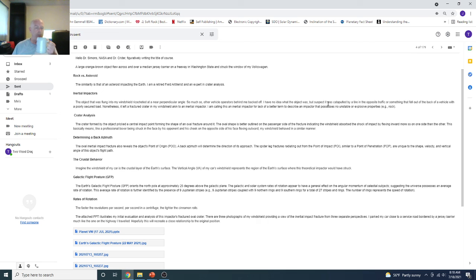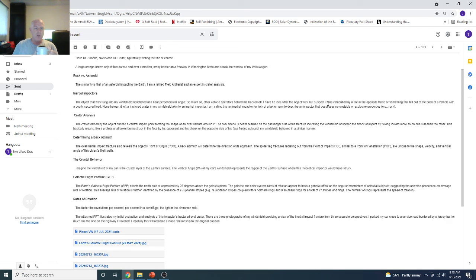Galactic flight posture. The Earth's galactic flight posture, GFP, orients the North Pole at approximately 25 degrees above the galactic plane. This is the part I wanted to tell you about that I thought was in the slide, but wasn't. Yeah. All right. The galactic and solar system rates of rotation appear to have a general effect on the angular momentum of celestial subjects, suggesting the universe possesses an average rate of rotation.